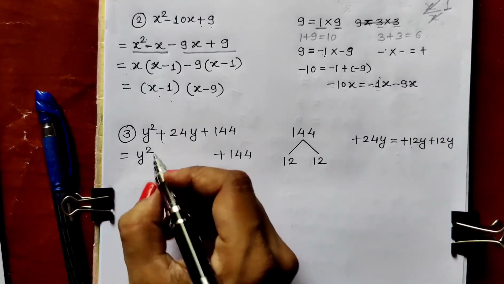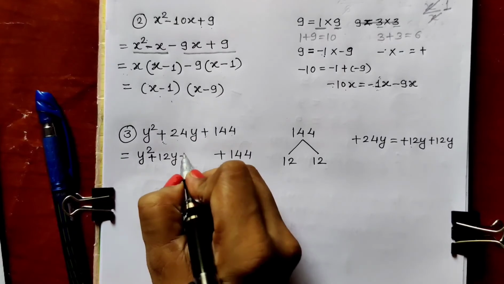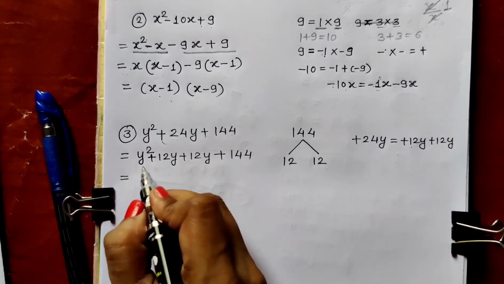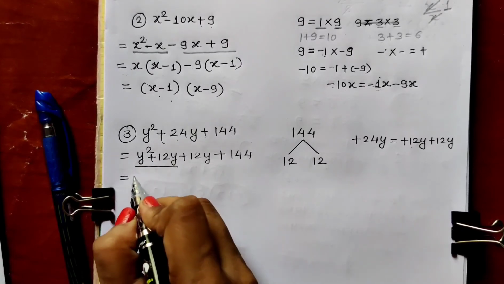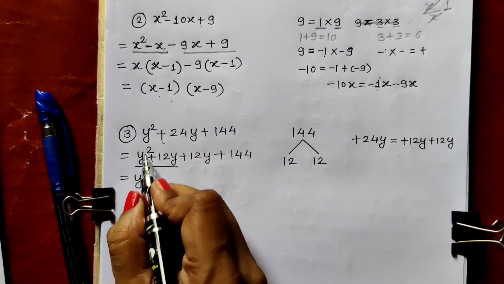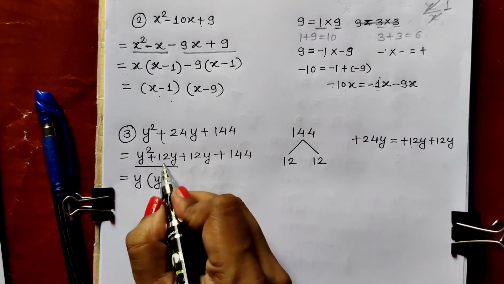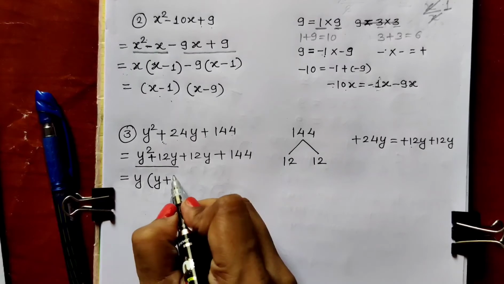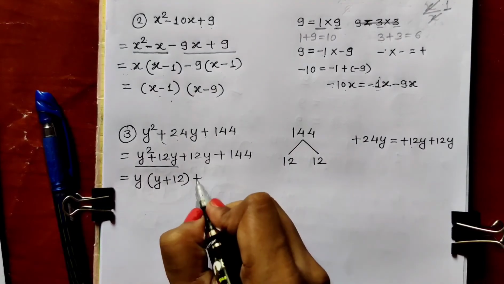We will split the middle term into two terms. It can be written as plus 12y plus 12y. Now what we will do? We will take out common from first and second term. From first and second term we can see that y is common. From first term y is taken out common, 1y is remaining. From second term 12y, we can take out y common, this 12 is remaining. Then plus sign we have to write.